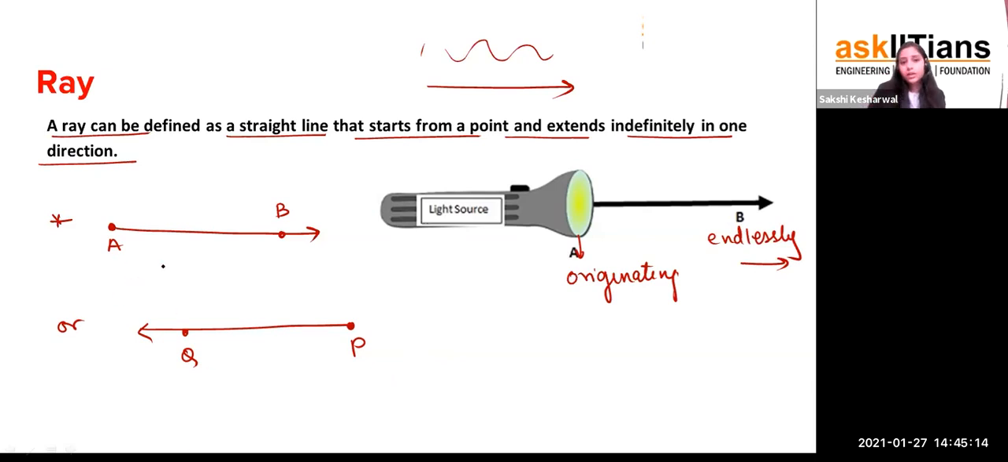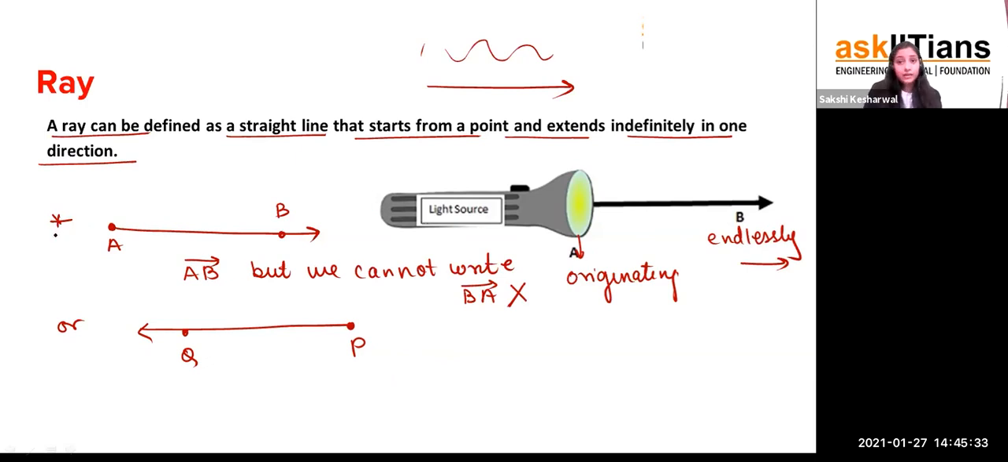So how is it denoted? You're starting from A and going to B, so I can write this as AB. But we cannot write BA. This is wrong, because it is starting from A and going towards B. Similarly, you will write this as PQ, starting from P, but not QP. This is wrong.